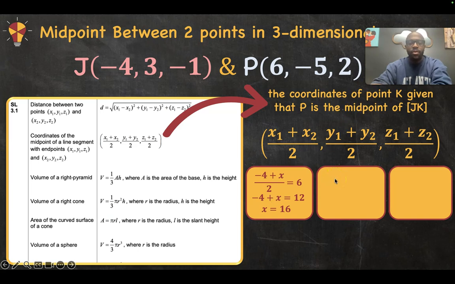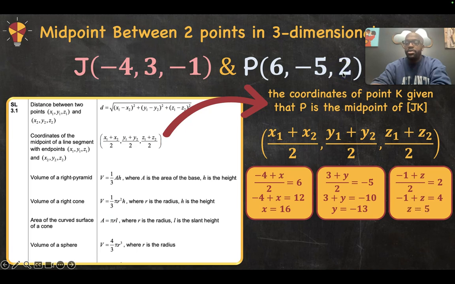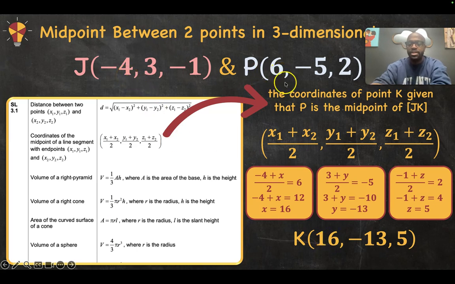And you would do the same thing for y. So 3 plus something divided by 2 got to give you -5. And you would solve. And then -1 plus something divided by 2 equals 2. And you would solve and you would get 5. All right, so then we know that the endpoint K is 16, -13, 5. You can always double check by saying what's 16 plus -4, 12, divided by 2, 6, and so forth for the Y and the Z.